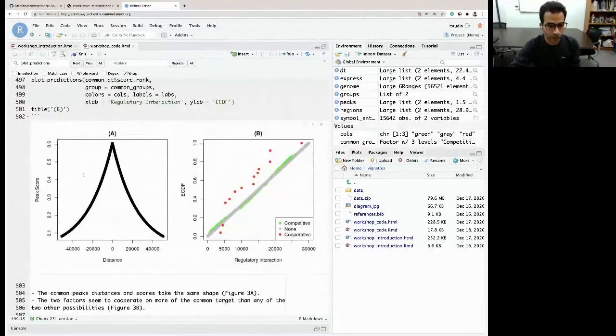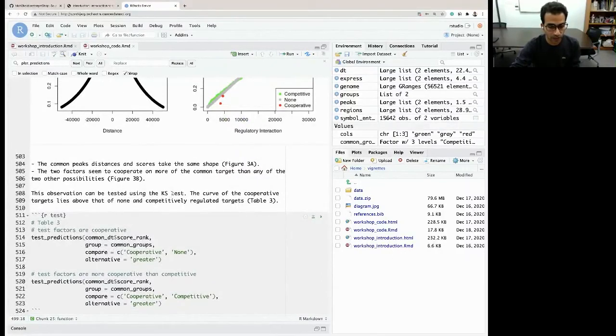So we get a similar graph here. It shows us the relation between the distances and the peak scores, and then we get similar curves here for competing and cooperating targets. So we see here that even though there are many targets where the two transcription factors compete, the targets where they cooperate rank higher in this case.